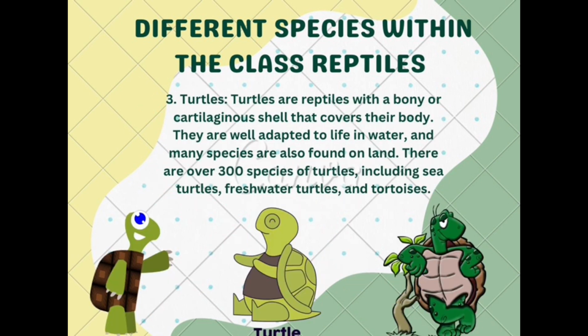Three, turtles. Turtles are reptiles with a bony or cartilaginous shell that covers their body. They are well adapted to life in water, and many species are also found on land. There are over 300 species of turtles, including sea turtles, freshwater turtles, and tortoises.